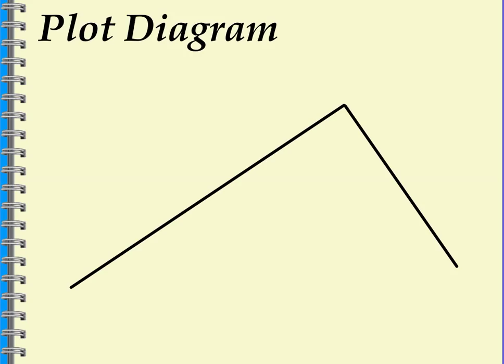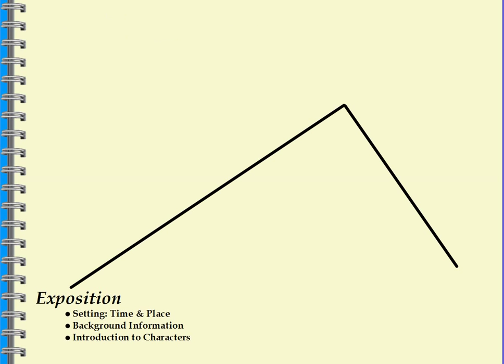It looks like a mountain with a short side on the right. The story begins at the far left with exposition. Exposition is the beginning of the story where the reader learns about the setting where the story takes place and any background information the author wants to share. In the exposition, the reader meets the main and often some secondary characters.